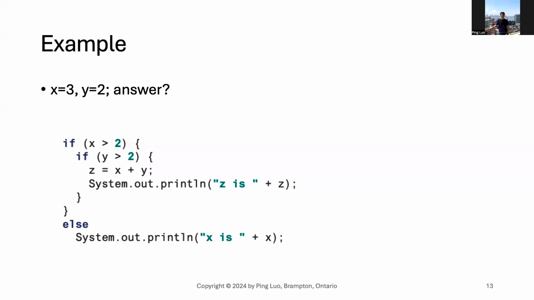And z, what is z? z equals x plus y, meaning z equals 3 plus 2, which is 5. z equals 5. So System.out.print, what is that? This is the way Java prints something out to the screen. For example, if z equals 5, this line will print out to the screen z is 5.